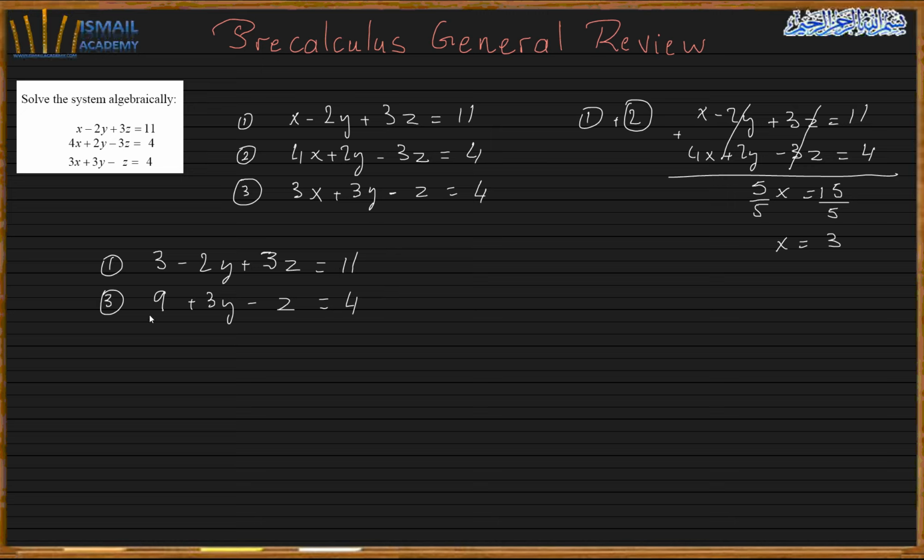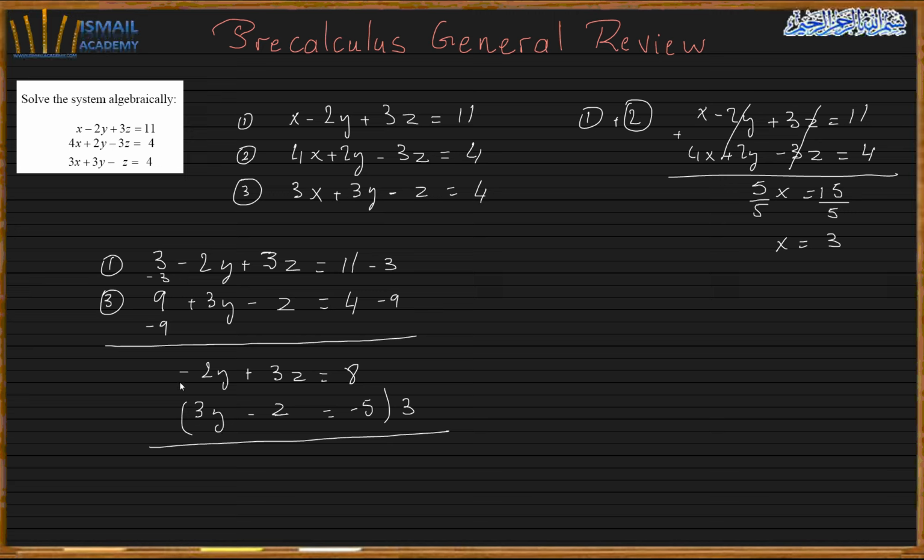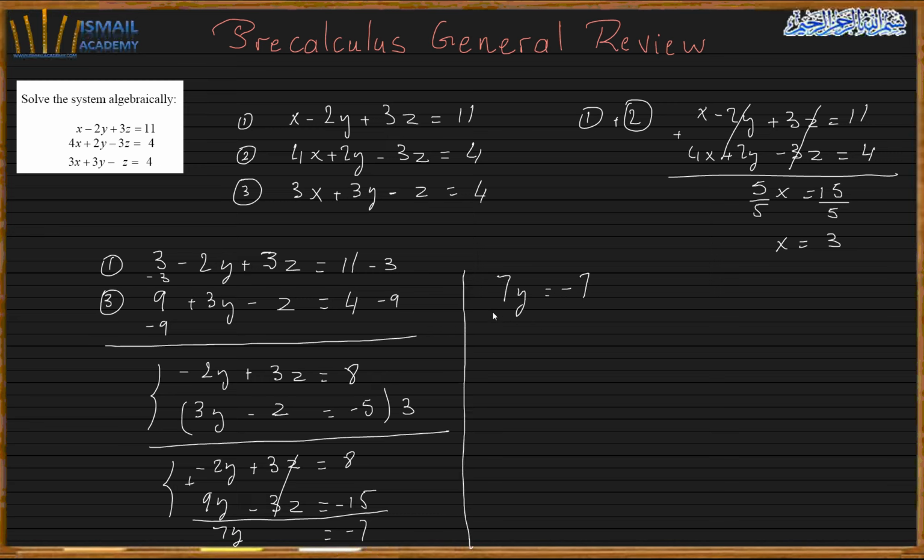Alright, so here I'm going to subtract 3 from both sides, and subtract 9 from both sides. So this gives me minus 2y plus 3z equals 8. And here it gives me 3y minus z equals minus 5. So I multiply the whole thing by 3 here, so my system will be minus 2y plus 3z equals 8 and 9y minus 3z equals minus 15. As you see here, same coefficient, different sign, so I add. When I add, I get 7y. The z's cancel out and this will be minus 7. So I got my y right away. 7y equals minus 7, so divide by 7, and y will be minus 1.